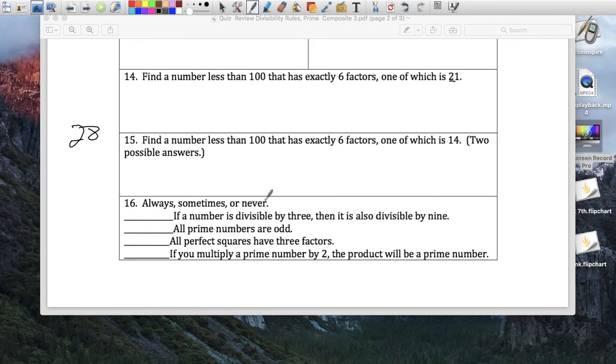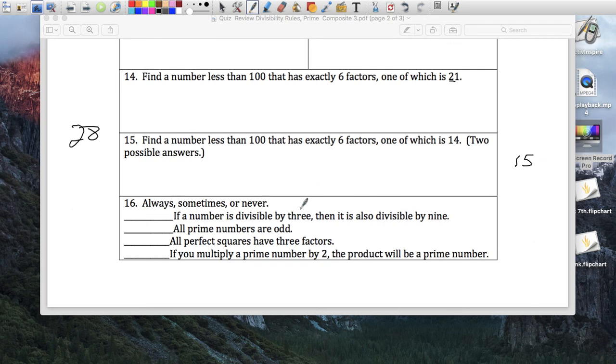16. Always, sometimes, or never. So I want to choose whichever one is the appropriate one for each sentence. Is it always true? Is it sometimes true, or never true? If a number is divisible by 3, then it's also divisible by 9. Is that always true, sometimes, or never? Well, let's pick a number that's divisible by 3. 15. Is that divisible by 9? No. So it can't be always true.